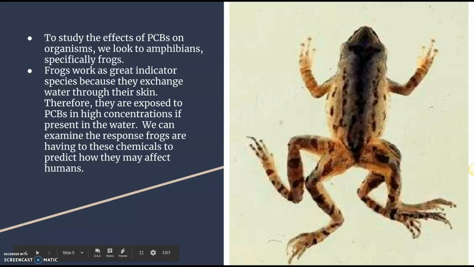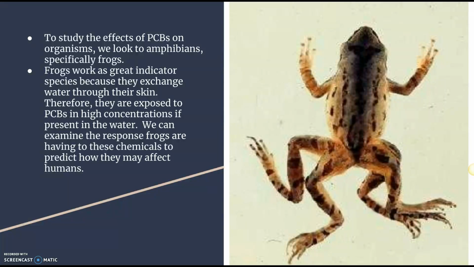So with PCBs, we use amphibians a lot to really tell us whether the PCBs are having some type of effect or could potentially have some type of effect on humans. And we do that for a couple reasons. One, like we talked about with the toxicity, is that frogs mostly get their interaction with toxic chemicals through dermal reactions. So the water is exchanging through their skin. So they're getting a high concentration of this toxic PCB or whatever, wherever it's coming from.